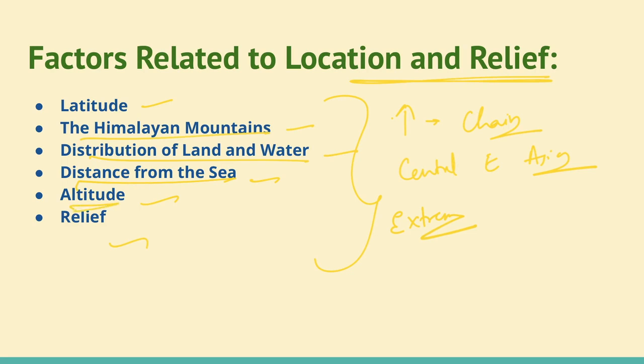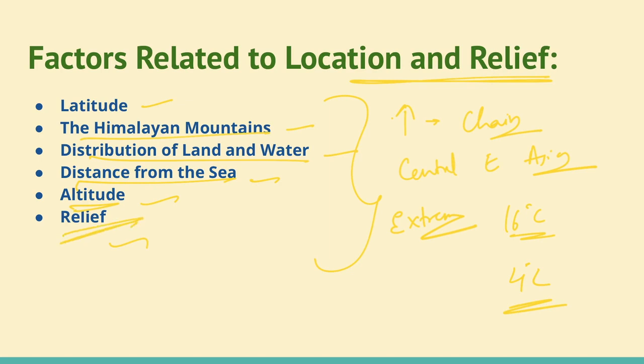Altitude. Temperature decreases with height. Due to thin air, places in the mountains are cooler than places on the plains. For example, Agra and Darjeeling are located on the same latitude, but the temperature in January is 16 degrees Celsius in Agra, whereas it is 4 degrees Celsius in Darjeeling.